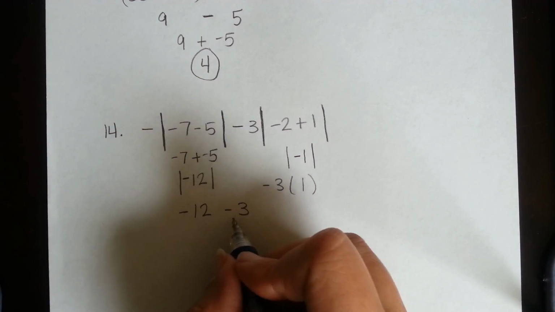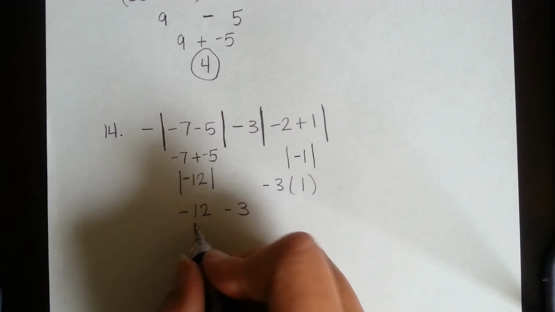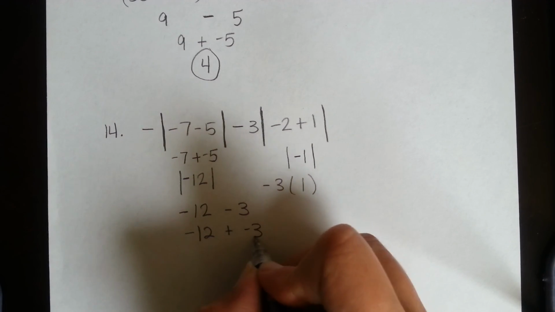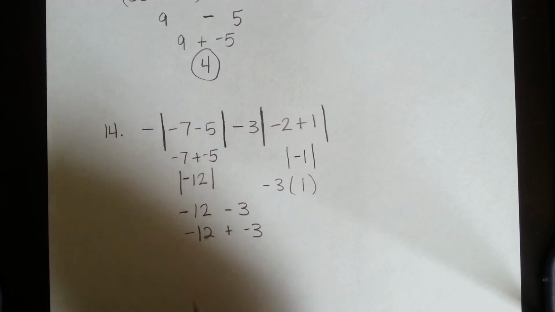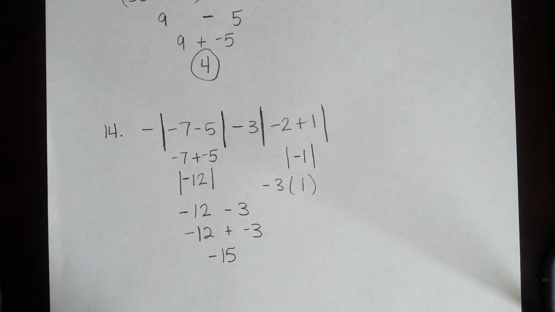So we have negative 12 minus 3. First, we could change this to addition. So we have negative 12 plus negative 3. Signs are the same, so we would add the numbers and keep the sign, giving us a negative 15.